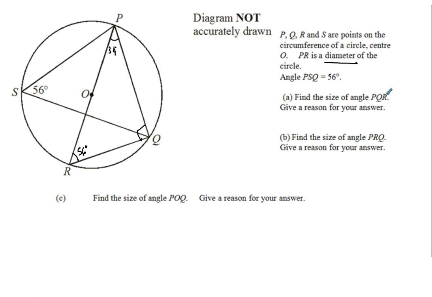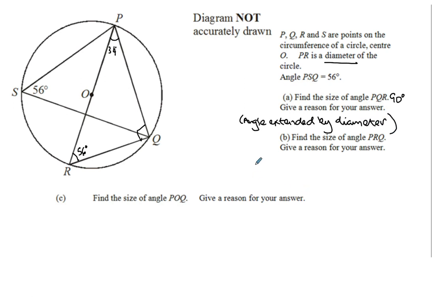Okay, find the size of angle PQR. Okay, so we say it's 90, and the reason is angle extended by diameter.